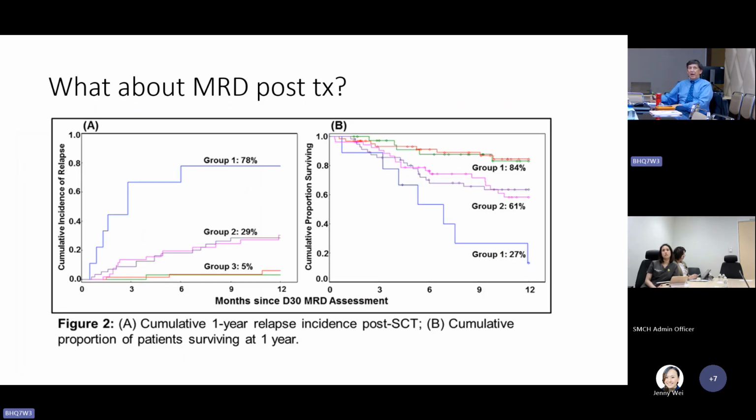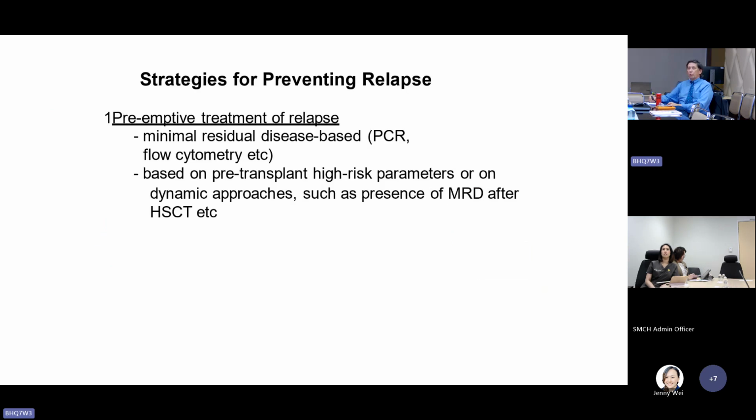And it turns out, absolutely, if you look at this, your group 1, which is positive at day 30, is 80% predictive of relapse. Group 2 and group 3, lower. Similarly, on the likelihood of surviving, if you were MRD positive at day 30, at 1 year only 25% were alive. So post-transplant may be important. What can we do about it when we know it? How do we prevent the relapse?